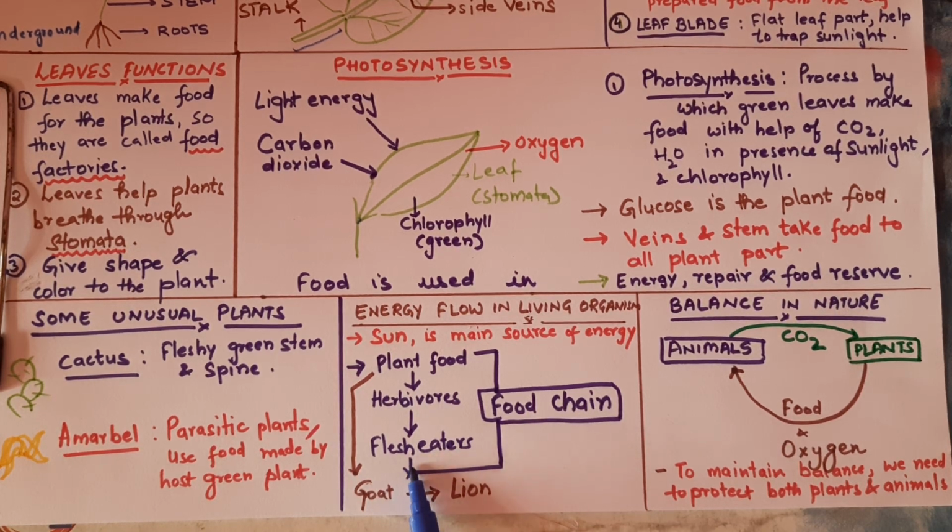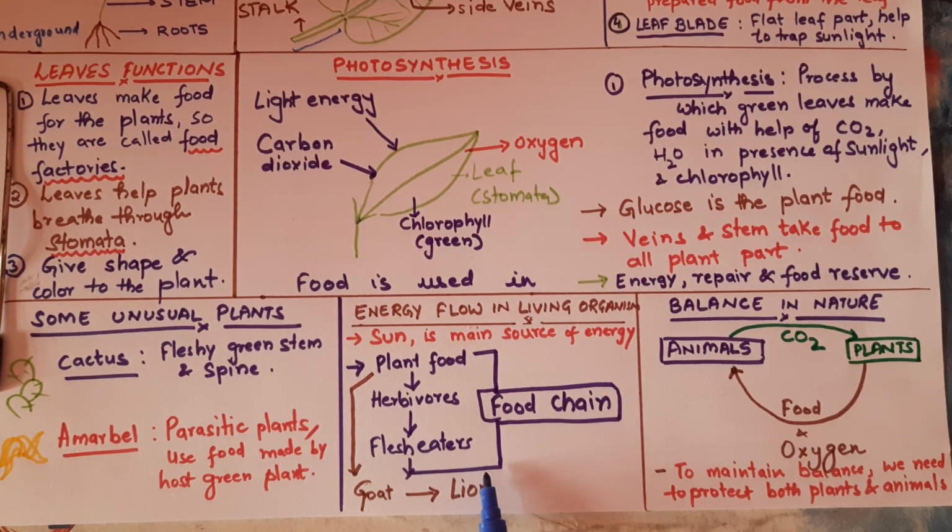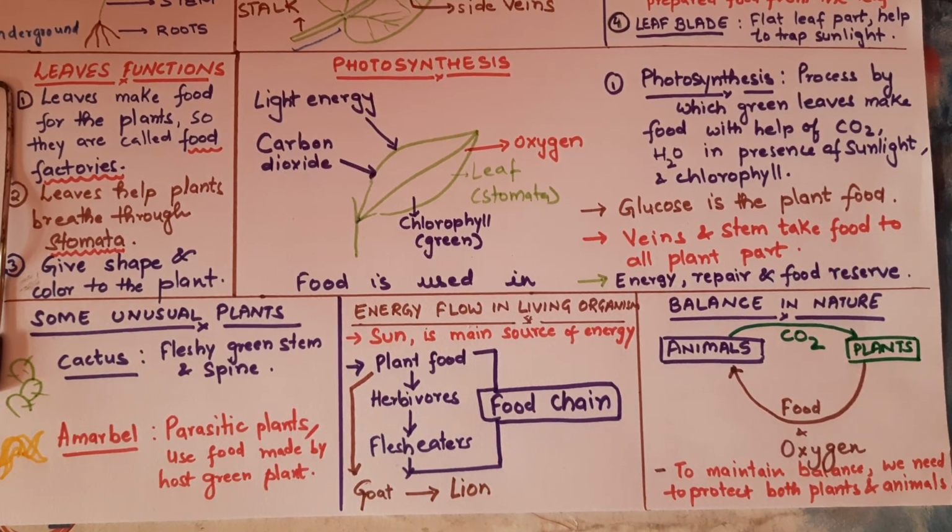Eventually the flesh eaters will also die, and their bodies get decomposed in the soil, so the soil will become nutrient rich. Again the plant will grow there, and for its growth, it will utilize the energy from the sun. So it is a kind of food chain. It starts from plant food, then herbivores, then flesh eaters, and then this process continues. So due to the process of photosynthesis, there is energy flow in living organisms.